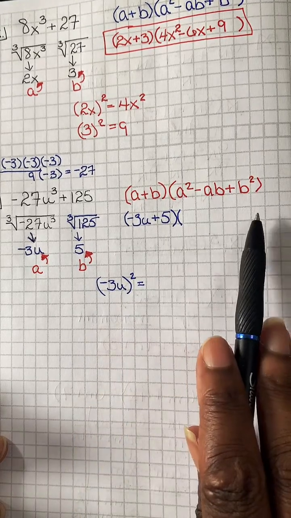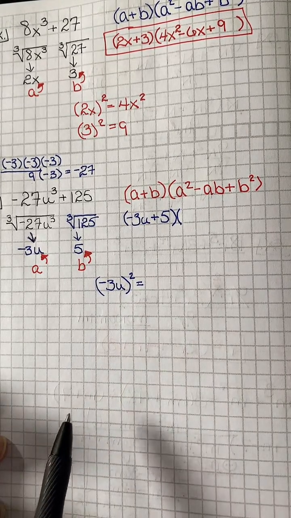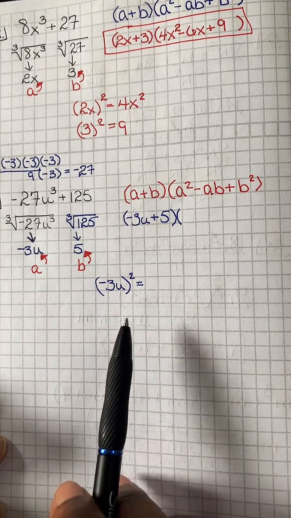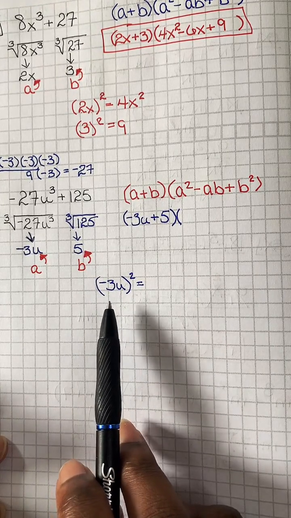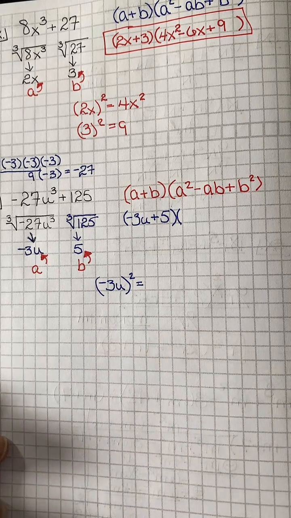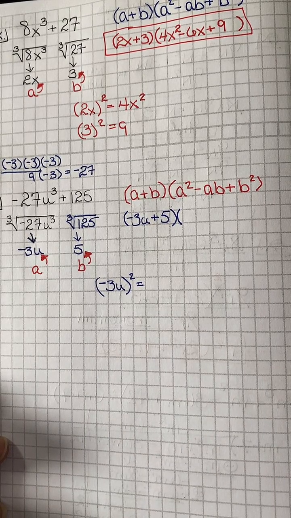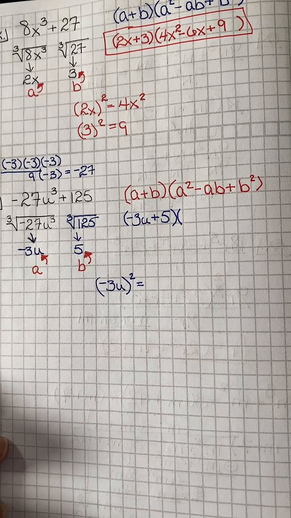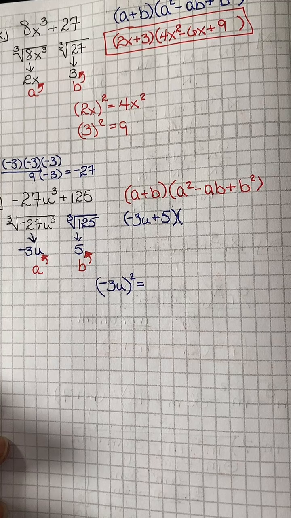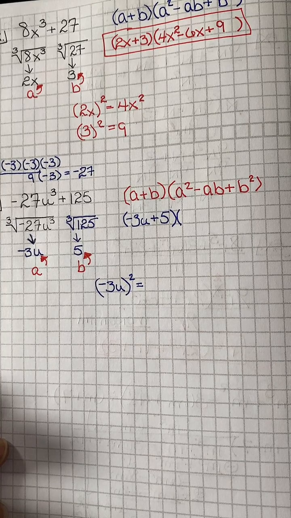25 will be the one for the B. We're not there yet. There we go. Okay, so 9u squared. Good. Don't forget to square. Good. 9u squared. There we go. That's right. Kiki, you got a positive 9. Yes, but don't forget the u squared.